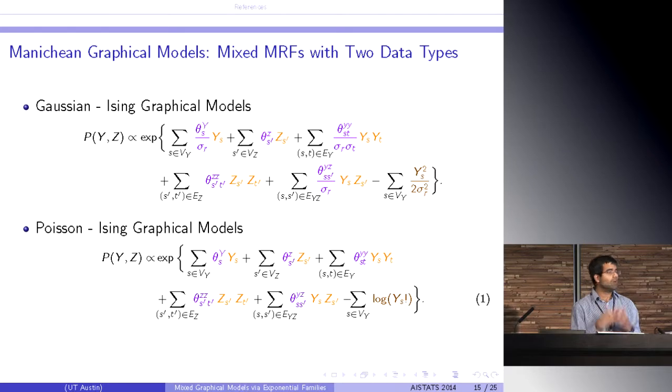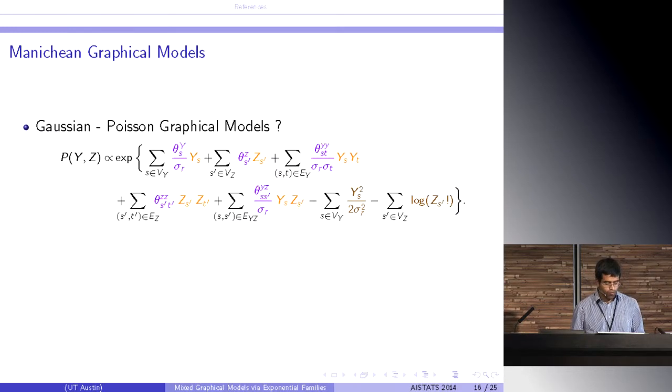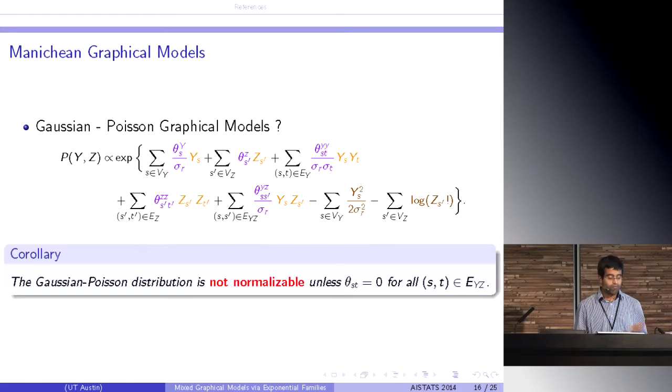I can come up with the Poisson Ising graphical model, again, where the sufficient statistics are all linear and quadratic, except for this base measure. Right? What about a Gaussian and Poisson graphical model? And so here again, linear and quadratic because of the individual sufficient statistics, and with a Gaussian base measure and a Poisson base measure. Okay, so can I use a Gaussian Poisson? Unfortunately not. Or you can still use it.